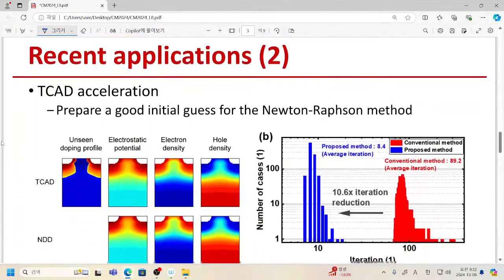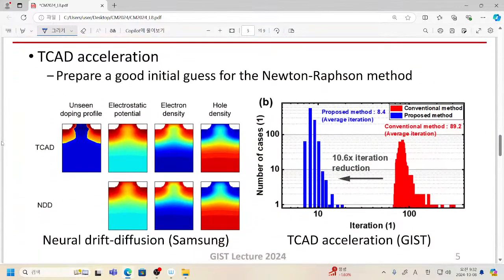And another one is more related to our own research work.